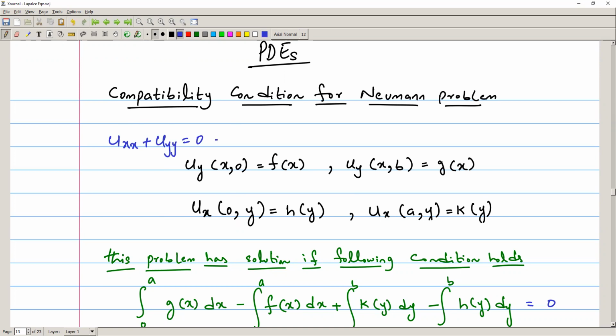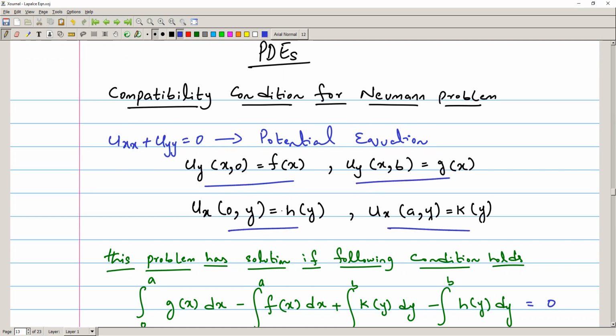So this is also called the potential equation, and this is basically a second order linear partial differential equation, also called the two-dimensional steady heat equation, and well known as the Laplace equation, right? So the boundary conditions are given here. These are the Neumann boundary conditions. Derivatives at the boundaries are given.